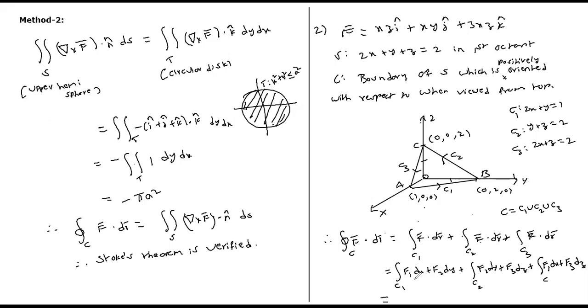So if you do that, you will get the first integral value as 2 by 3, the second integral value as 0, and the third integral value as minus 5 by 3. So the total sum is going to be minus 1. So you please complete these three line integrals and make sure that the value is minus 1. And what is curl f bar?